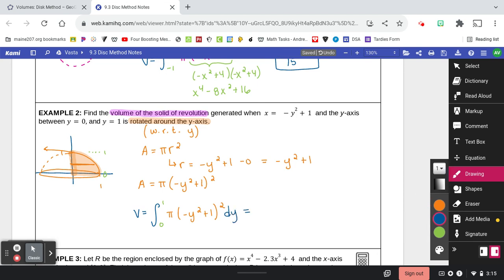Now, again, you would have to actually write that big parentheses that's squared twice and multiply it all out before you could do the antiderivative or anything. But after you do all that and you work out the arithmetic, you should get 8 over 15 pi here as your answer.